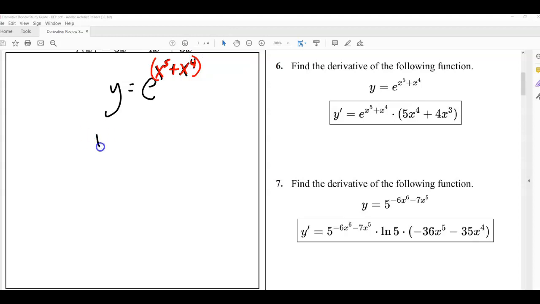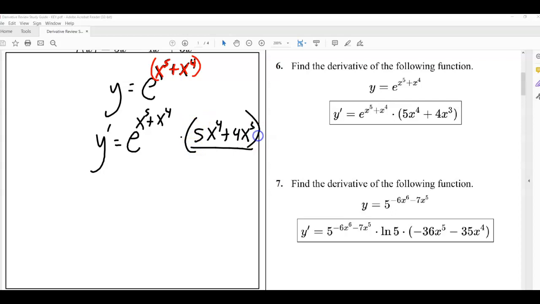So when you're doing the derivative of the inside, it is 5x to the 4th plus 4x cubed. And we're going to multiply that by the derivative of the outside. When you take the derivative of an exponential, though, it just stays the same. I think on the software, they're going to want that to have parentheses, just so you guys know.